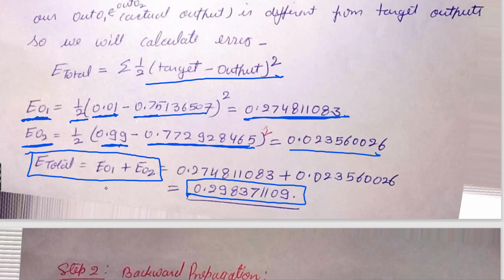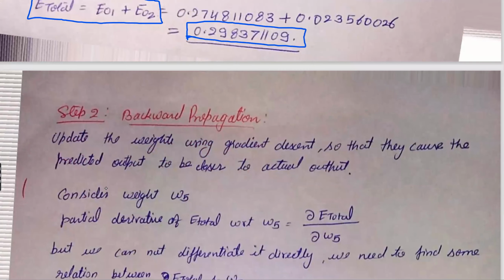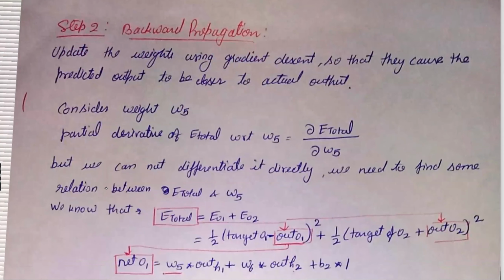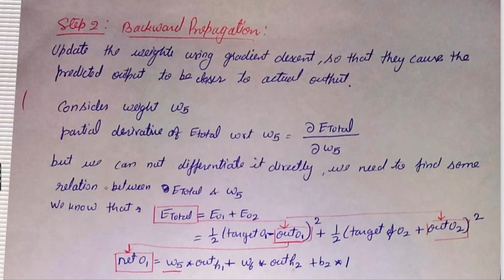Now we try to reduce this error so that we can meet our target output. To minimize this error, we will go to the second step. Second step is back propagation. In this back propagation method, we will update the values of weights W1 to W8 in such a manner that after updating these weights, we get closer to our target output. We will do this with the help of gradient descent.